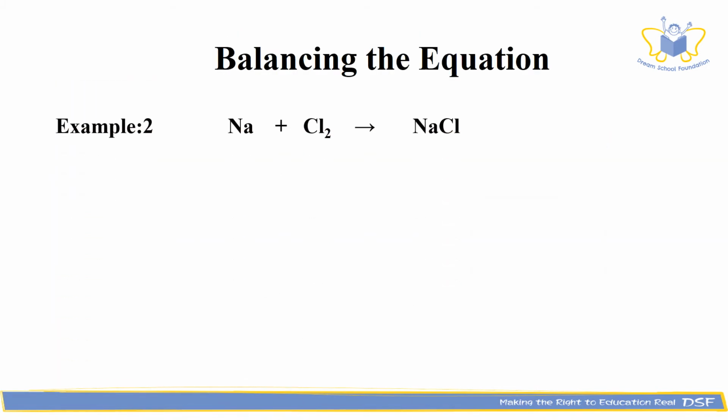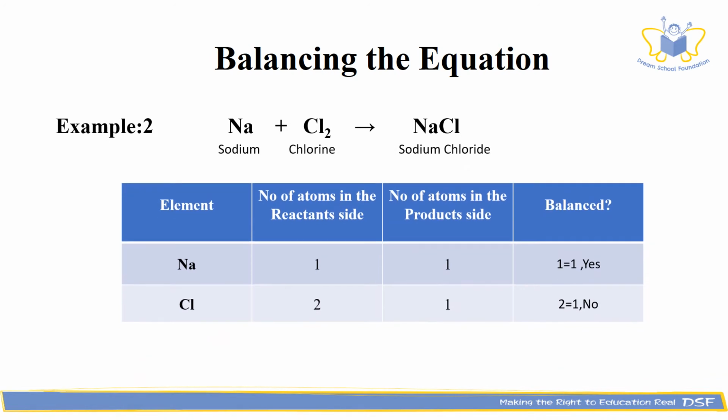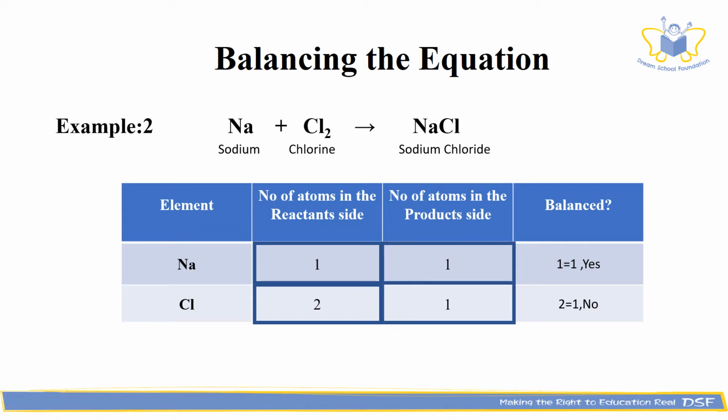The next example is Na plus Cl2 gives NaCl. The elements are sodium and chlorine. The number of atoms in the reactant side, sodium is 1 and chlorine is 2. Whereas in the product side it is 1 and 1. Here it is not a balanced equation because the number of atoms in the reactant side and the product side are not equal. So it is an unbalanced equation.